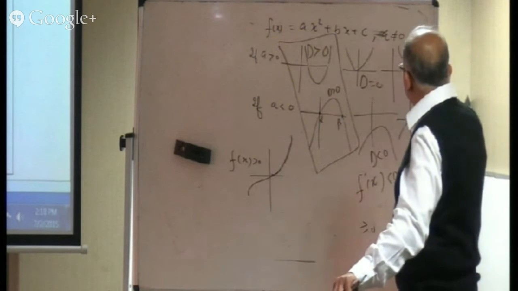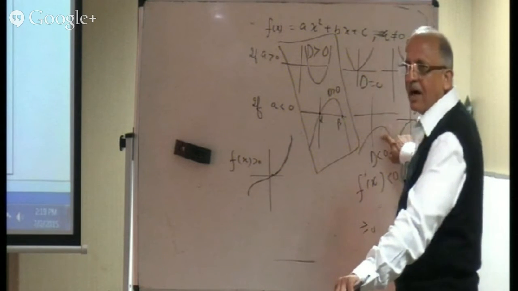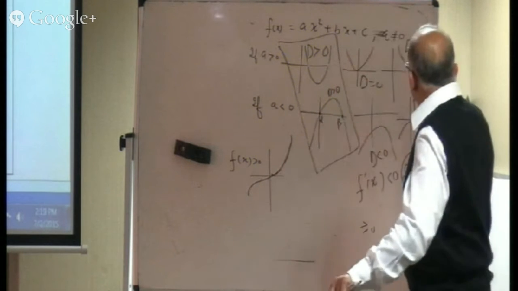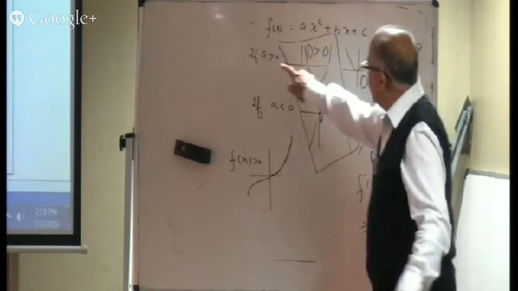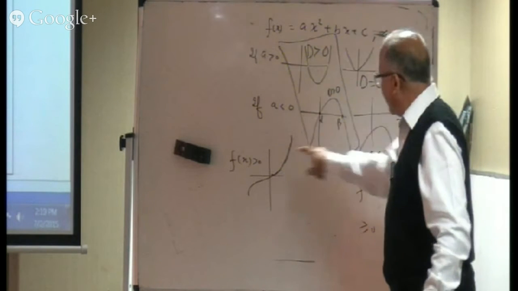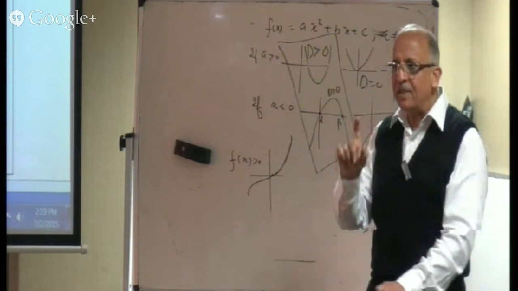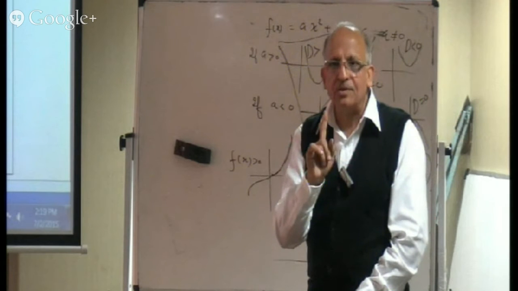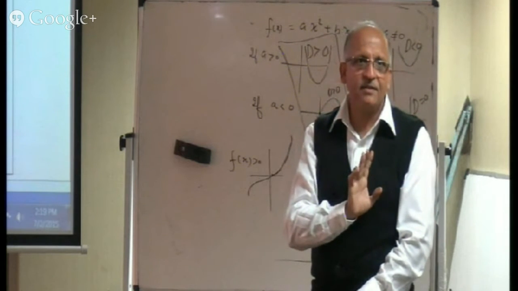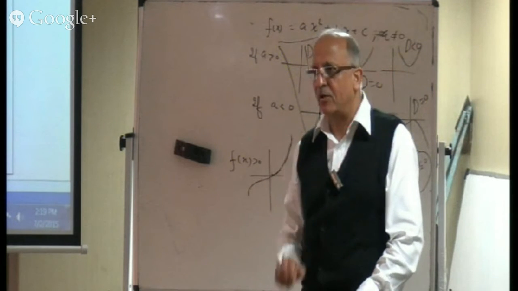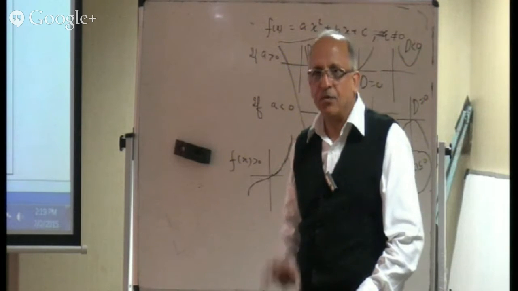Suppose I am talking of D less than 0. In D less than 0, there are only 2 cases, this and this. Either it is always greater than 0 or it is always less than 0. Always greater than 0 means when A is positive, and always less than 0 means A is negative. So if D is less than 0 for a given expression, you just see the coefficient of x square. If that is positive, the expression will be positive always. If it is negative, the expression will be negative always. So for D less than 0, it's simple.